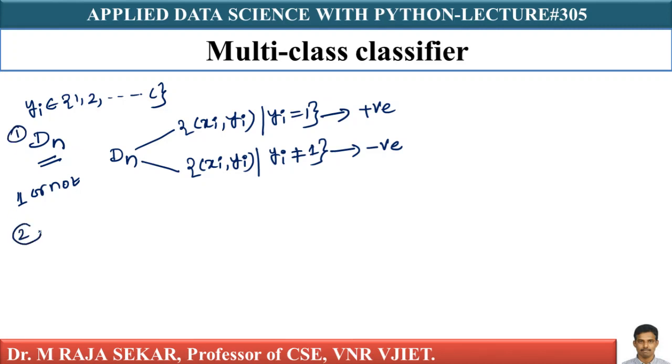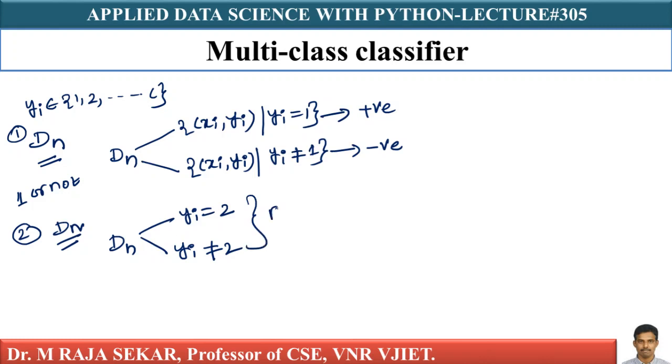In similar manner, let me say again, take Dn and break it up into 2 parts. How can I break it? First one, yi belongs to 2. Second one, yi does not belong to 2. Again it is a binary classifier, isn't it? Now I can create a binary classifier. In this binary classifier, it is 2 or not 2. This is 1 or not 1 case, isn't it?